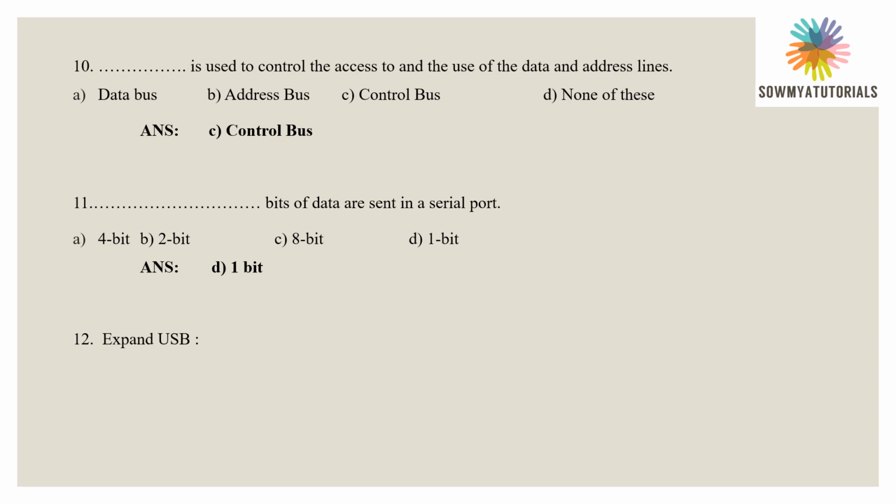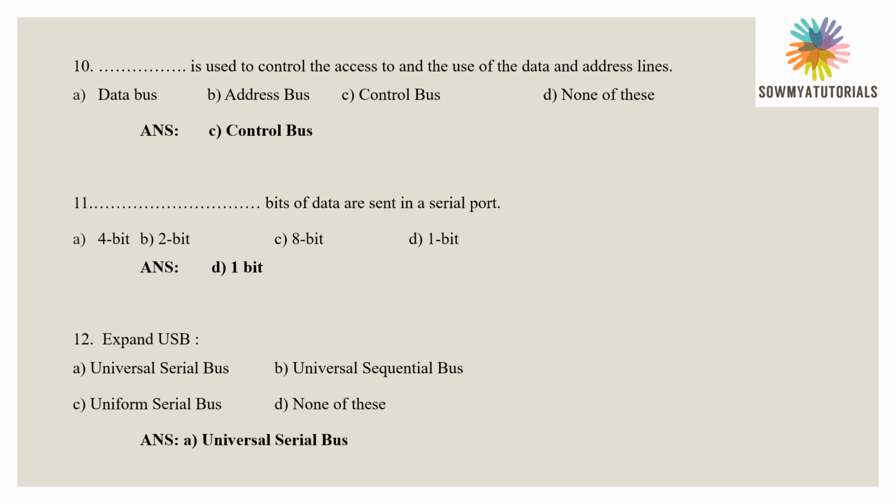Then question number 12, expand USB. What is the expansion of USB? Options are universal serial bus, option B, universal sequential bus, option C, uniform serial bus, option D, none of these. So what is a USB? USB is a plug and play interface between the computer and the add-on devices. That is, a new device can be easily added to the computer without adding any adapter card or even turning off the computer.